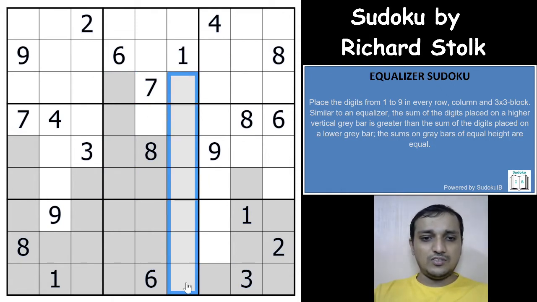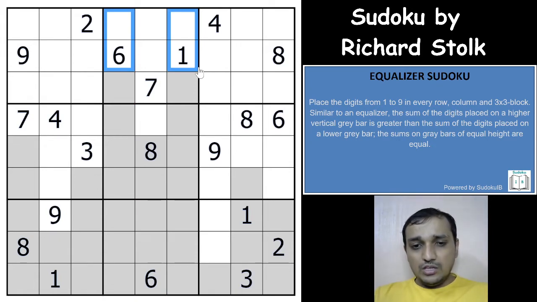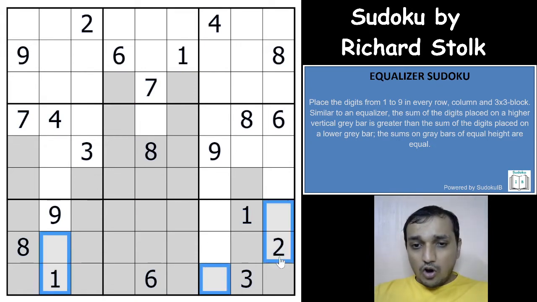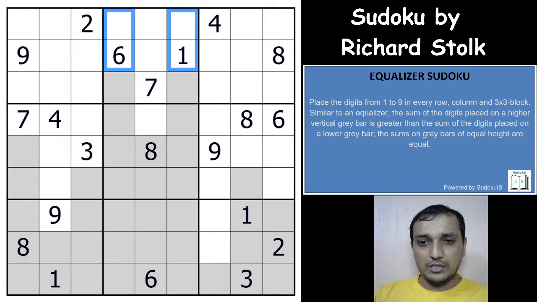That is, if this is the highest bar, if the sum of these two bars will always be equal, then the sum of these two cells will always be equal. So always go with the lowest bar, or if you don't get anything from that, always go with the opposite side of the highest bar. That will surely give you something, right?